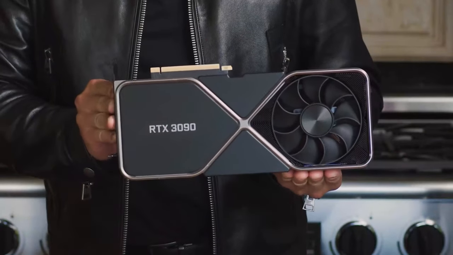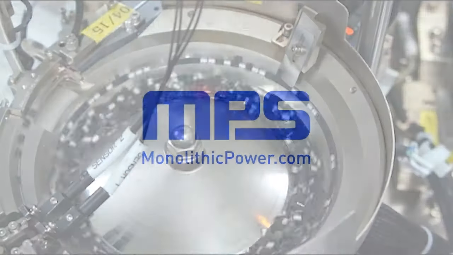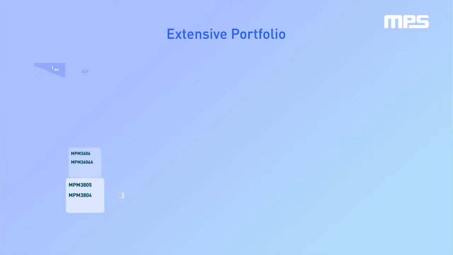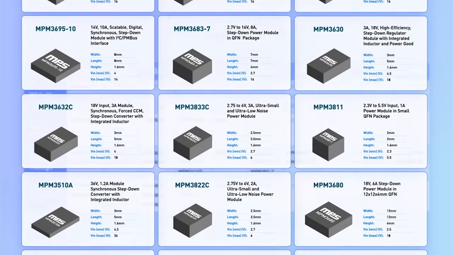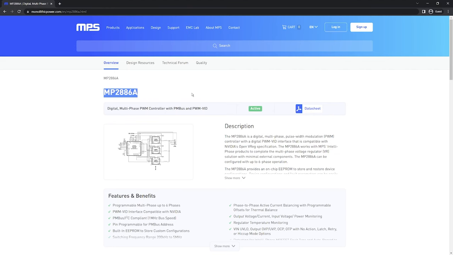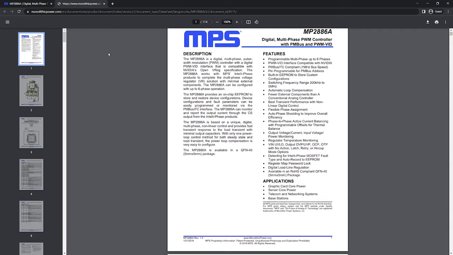Nvidia had partnered with Monolithic Power Systems for the 30 series Founders Edition card's voltage delivery controller, upgrading from the previous generation's UP9512 voltage controller. This voltage controller we're looking at today is the Monolithic Power 2886, a multi-phase MOSFET PWM controller.